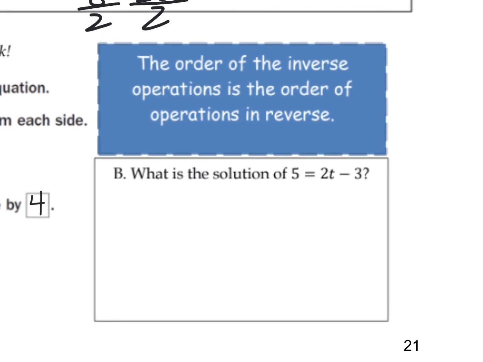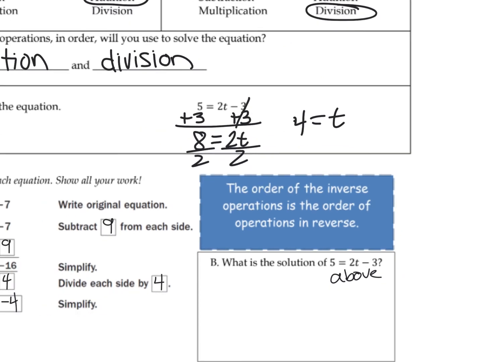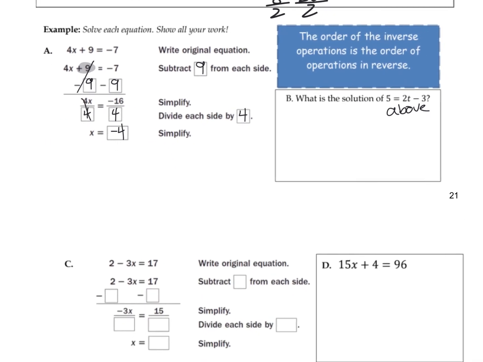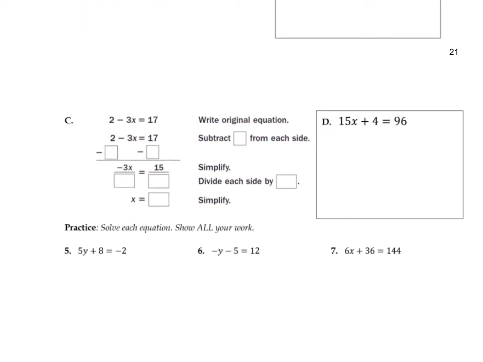In this box, it says the order of the inverse operations is the order of the operations in reverse. So we're kind of going in the opposite direction. This is actually from above, so we don't need to do this. It was the same equation we solved right there in that other box. So remember, you're going in the opposite order of what's happening in the equation. Start with your addition and subtraction, then move on to multiplication, division. All right, so go ahead, flip the page.